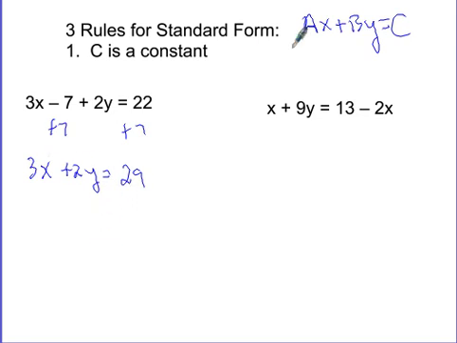All right. I'm only allowed a constant where c is at. I can't have anything else with c as the constant, so I've got to get rid of this x. Add 2x to both sides.